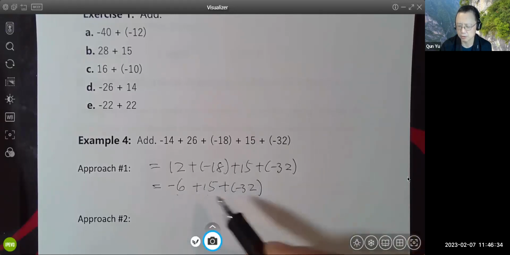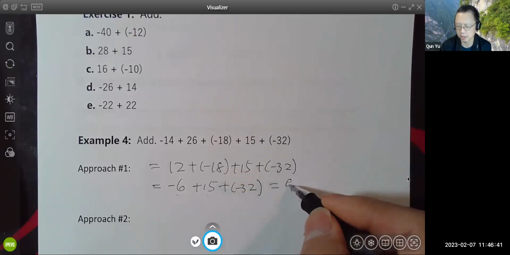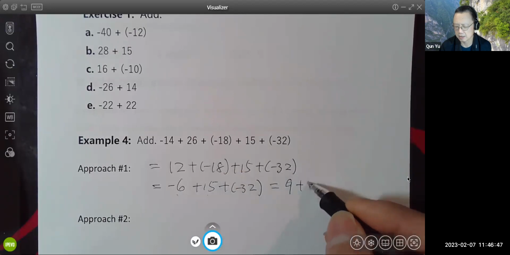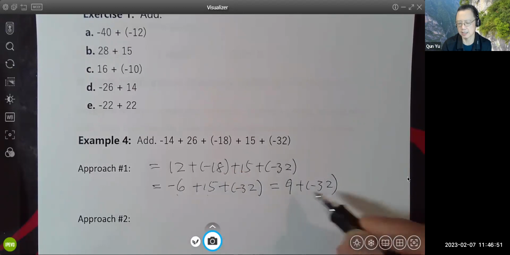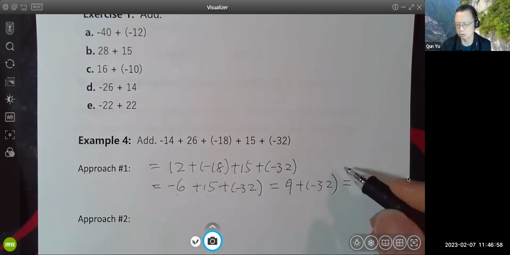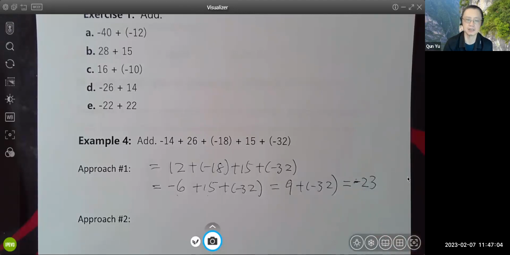Now I do this operation. Apparently 15 is bigger, the leftover is positive 9. So you don't have to write a positive sign in front of the number if this is the first number. And then add negative 32. Again, 32 is bigger than 9 in terms of magnitude. So 9 gets canceled. And then you have leftover from 32, which is 23. That is negative 23. And that's the final answer.